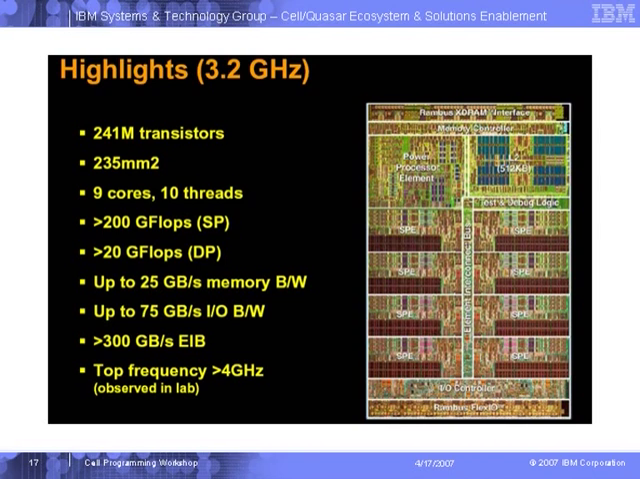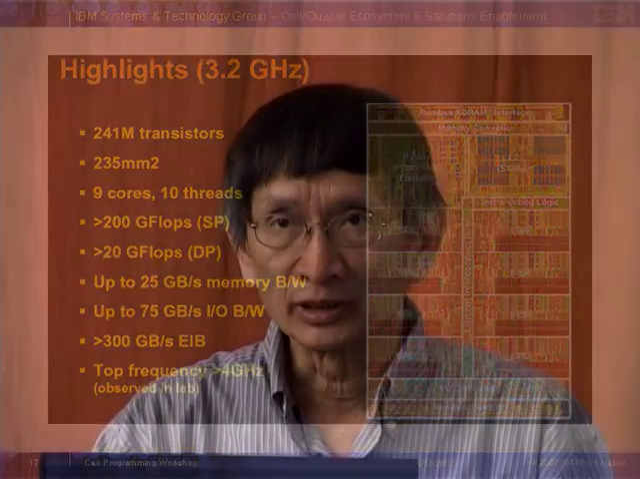Memory bandwidth is about 25 gigabytes per second, and the I/O bandwidth is about 75 gigabytes per second. The EIB, which is the one that connects all the elements together, runs at about 300 gigabytes per second. Top frequency is greater than 4 gigahertz. Some technical publications, only published on the IBM site, and some other conferences mentioned 5.2 gigahertz. In the labs, we were able to reach 5.2 gigahertz, but here we just released a system running at 3.2 gigahertz only.